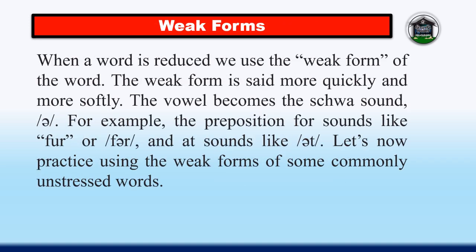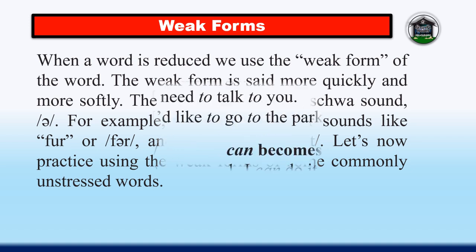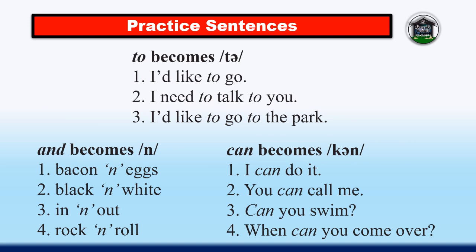Weak forms. When a word is reduced, we use the weak form of the word. The weak form is said more quickly and more softly. The vowel becomes the schwa sound. For example, the preposition for sounds like fur, and at sounds like et. Let's now practice using the weak forms of some commonly unstressed words. Practice reducing the unstressed words. To becomes t.